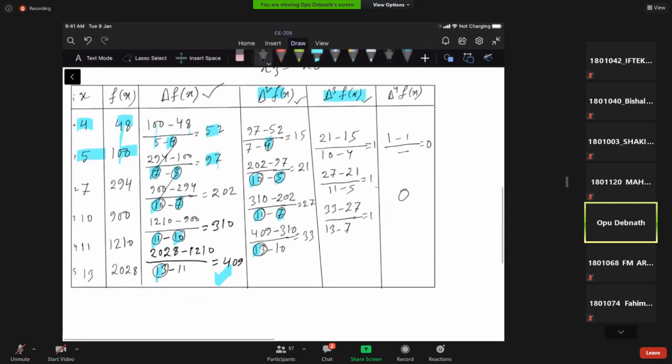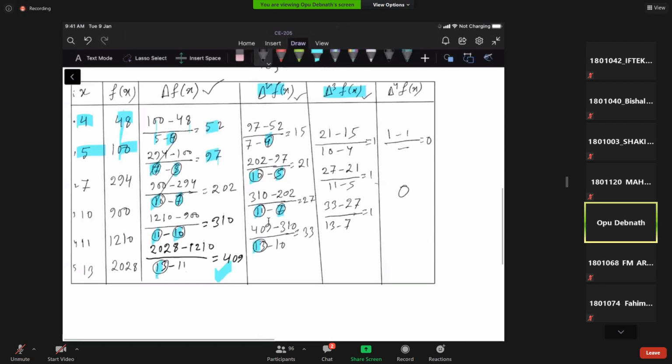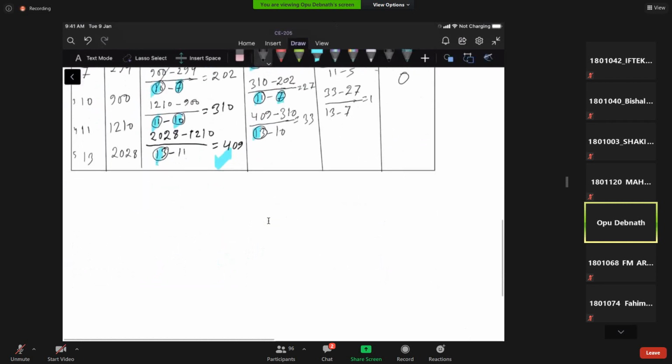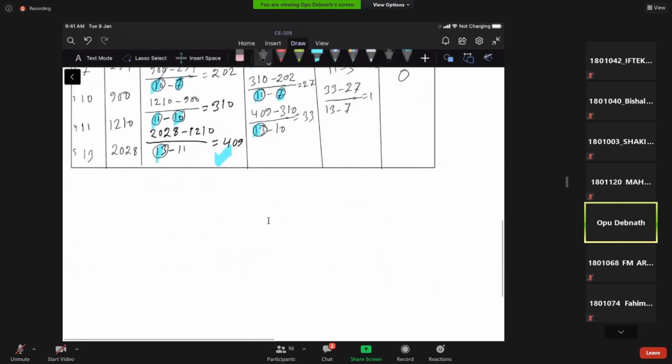And now, how many participants? 96. Good enough. So now I will not show any example. I will just show the technique, and then you will go. It will be a self study to use the Newton divided difference formula for some numerical examples.